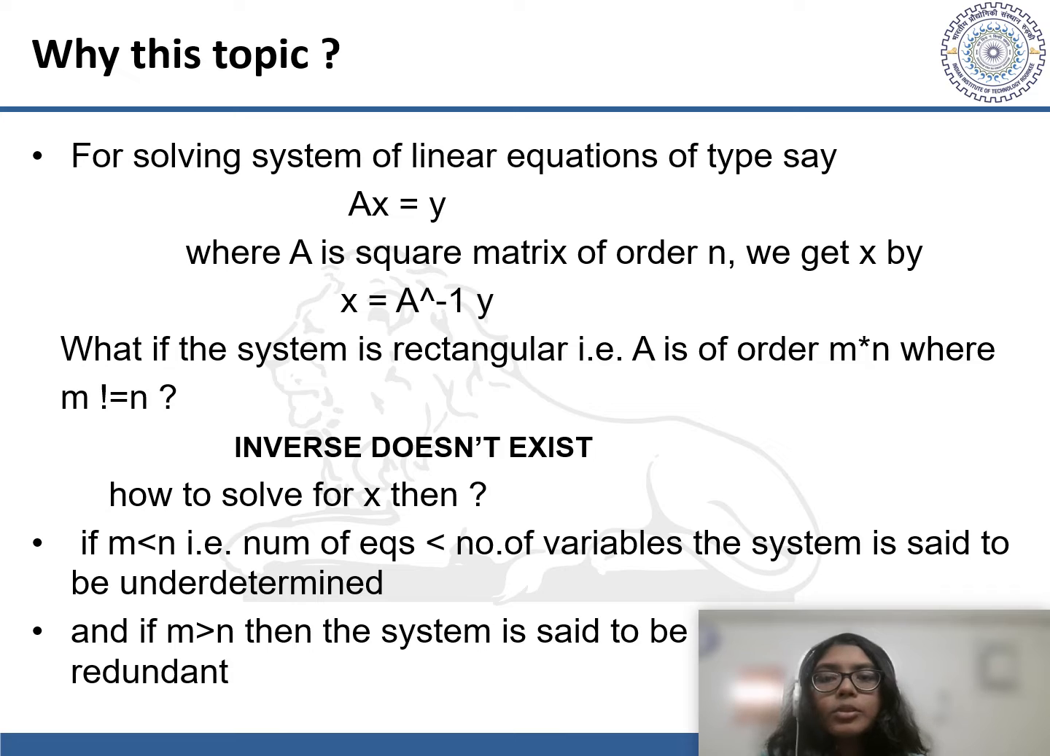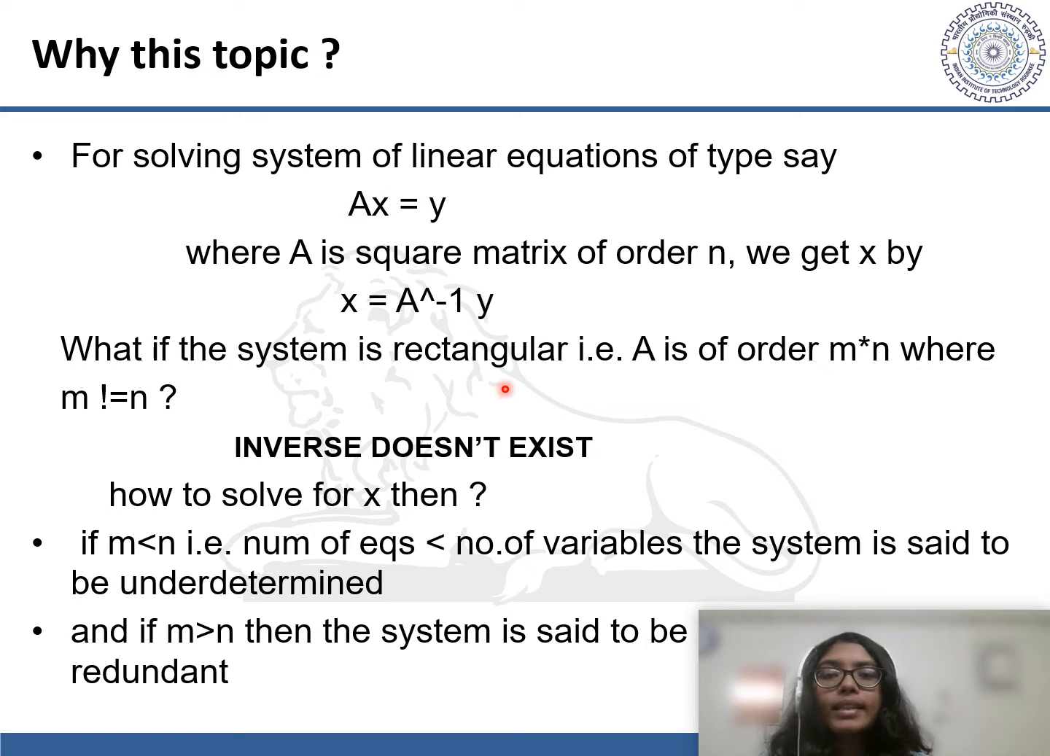Generally, for solving a system of linear equations of type Ax equal to y, where A is a square matrix of order n into n, we simply get x by applying the inverse of A on both sides, that is x equal to A inverse y, where A is a square matrix.